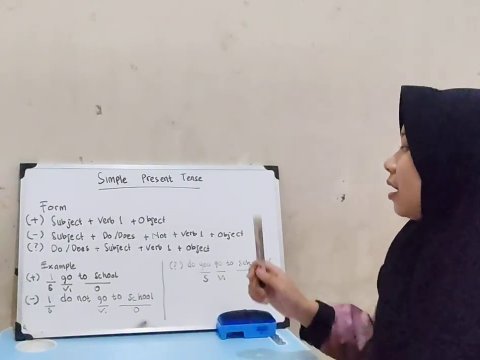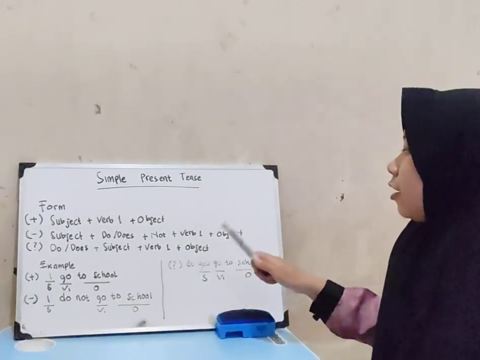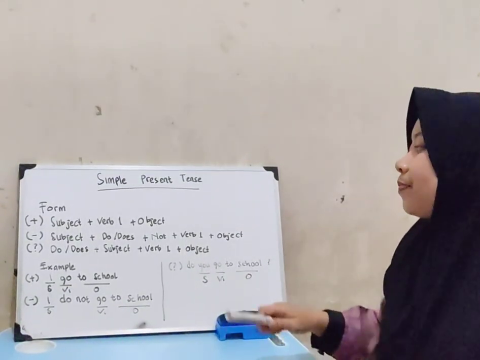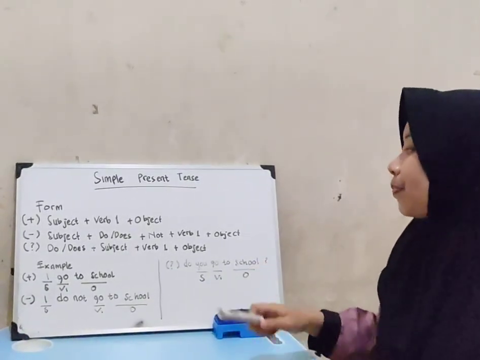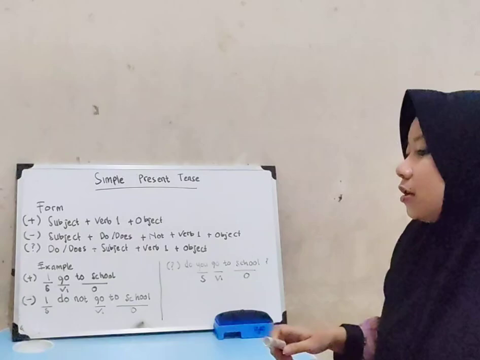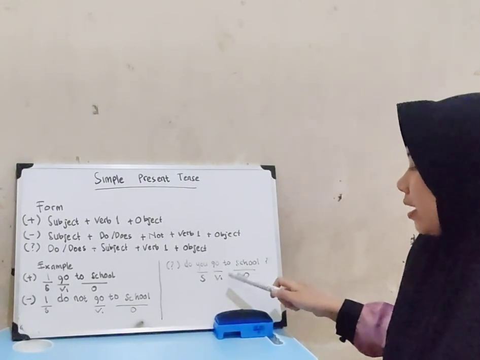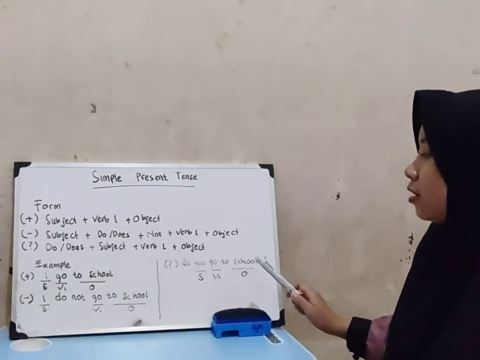And the last is for interrogative. Do you go to school? The first word is do because the subject is you. You is the subject, go is verb 1, and to school is the object.